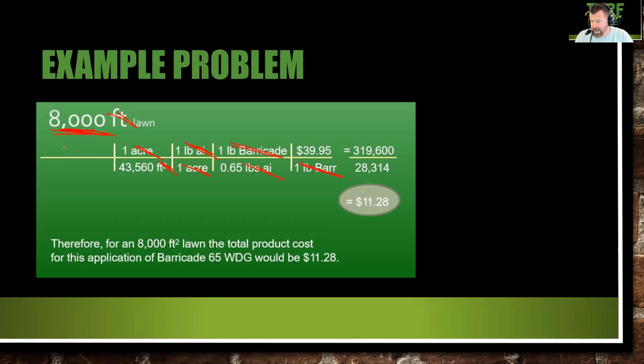And then we're multiplying 8,000 times 1 times 1 times 1 times $39.95, which is 319,600. And then we're going to multiply 43,560 times 1 times 0.65 times 1. That gives us 28,314. Divide this number into there, and we have $11.28 of product cost to do that 8,000 square foot lawn.